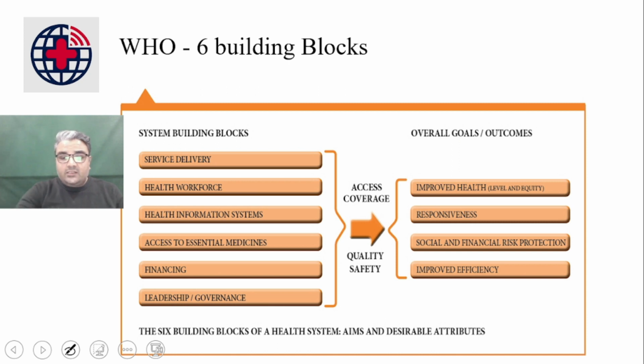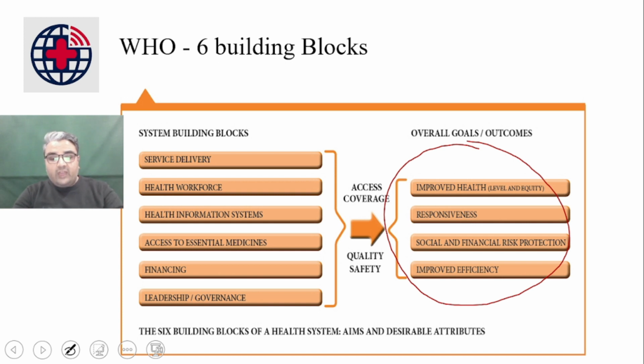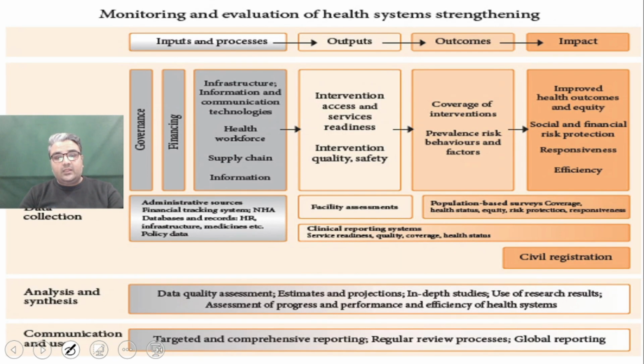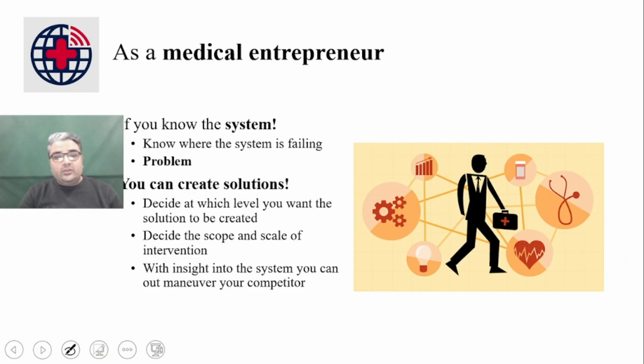So with that in mind, just to give you a brief insight, we had already discussed the goals of the health system: to improve health, become responsive, give social protection, and improve the efficiency of the system. At the same time, the building blocks of the health system are the 6 building blocks, which include leadership and governance, financing, access to medicines, health information system, health workforce, and service delivery. There are some monitoring and evaluation tools for the health system, which primarily apply something called an LFA, which is a logical framework analysis. I'll not go into the detail of that, but just stopping here.